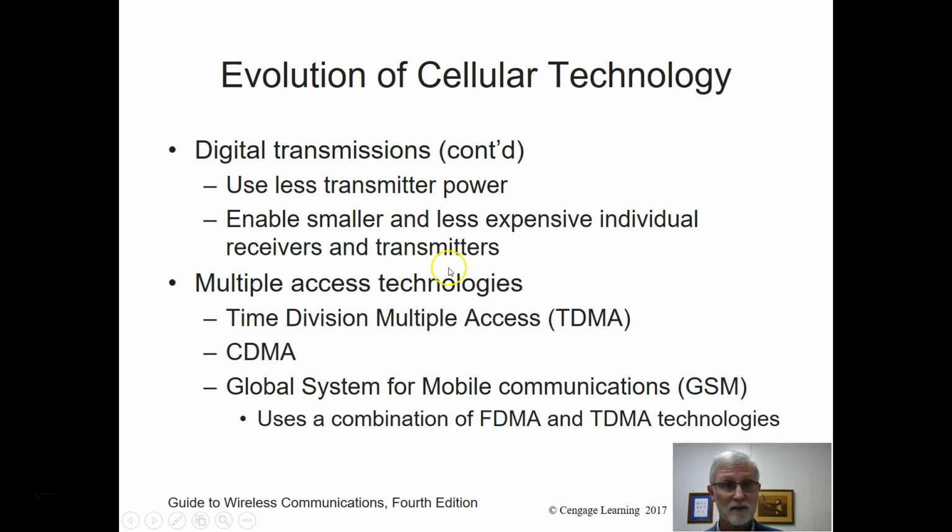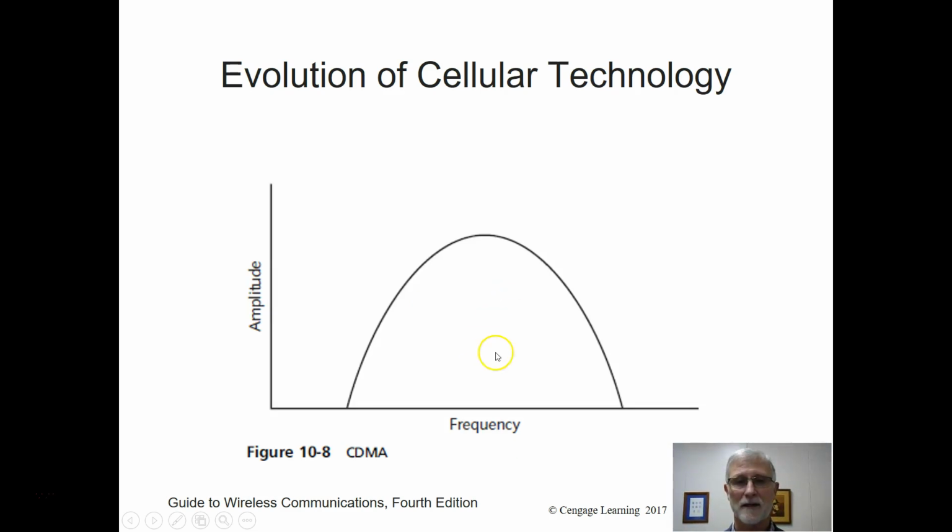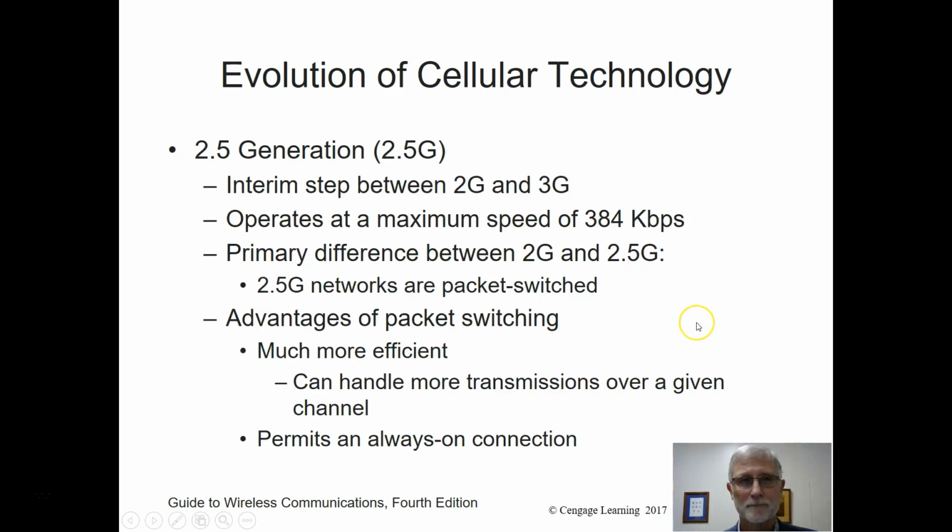Some of the technologies, and we've talked about some of these, you had TDMA, CDMA, and GSM, which basically was a combination of frequency and time division. Just to give you a rough idea of TDMA, time division, it's all time division based on which time slot you got. We've talked about CDMA. It's a broadband spectrum. Now, while evolutions were changing, there was kind of an interim step between 2G and 3G, and that was 2.5G.